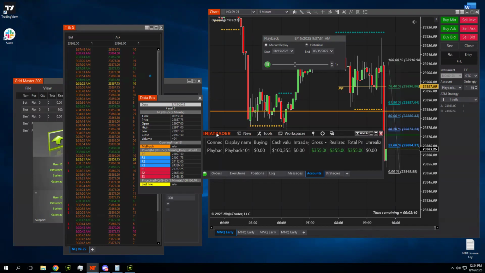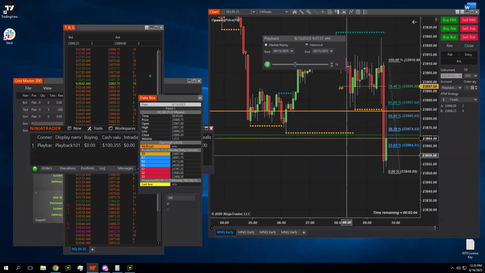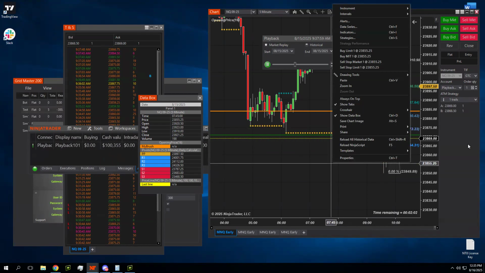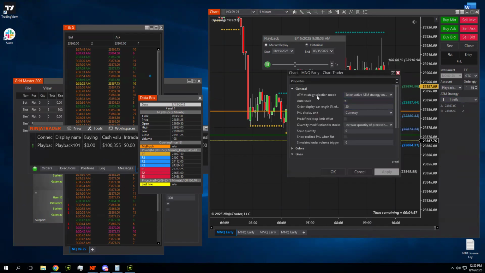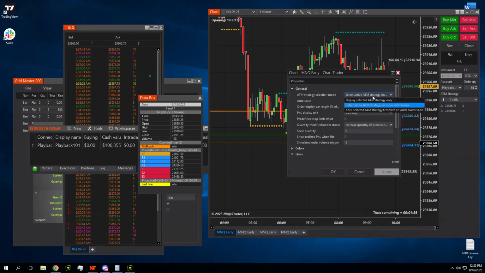Mr. H, could you go back over that where you say it won't cancel out the other entries? Yeah, so mine was set that it did cancel out. But you would change this right here, which is ATM strategy select mode, select ATM strategy on order submission. And then this is quantity modification for stocks. You have that one right there too. I have an increased quantity of pre-existing order.